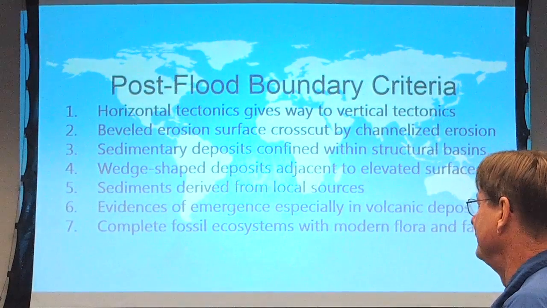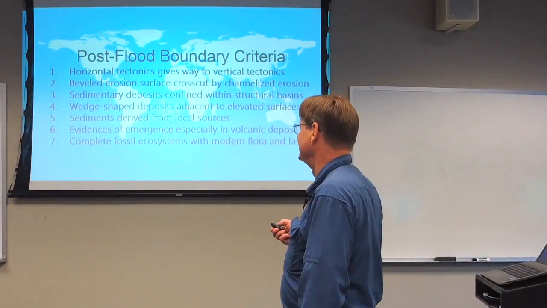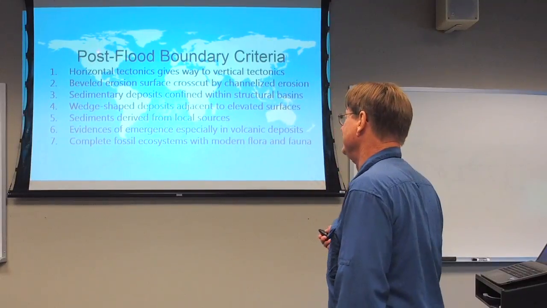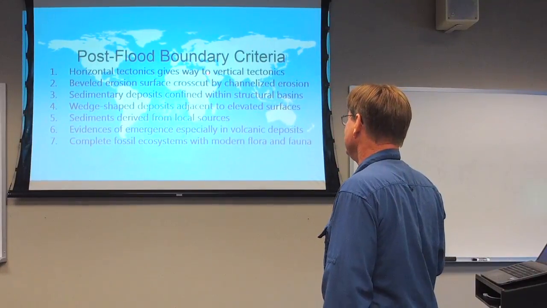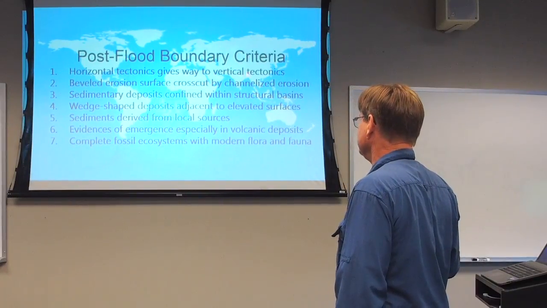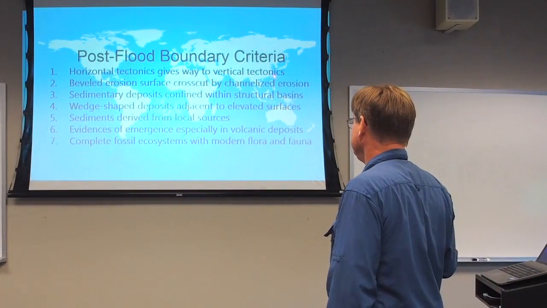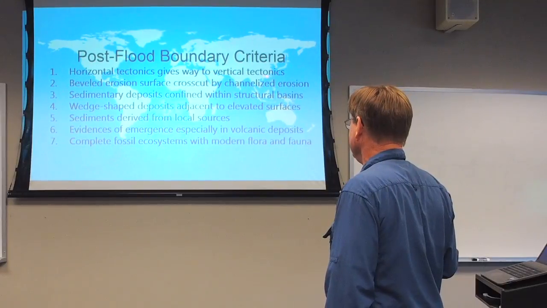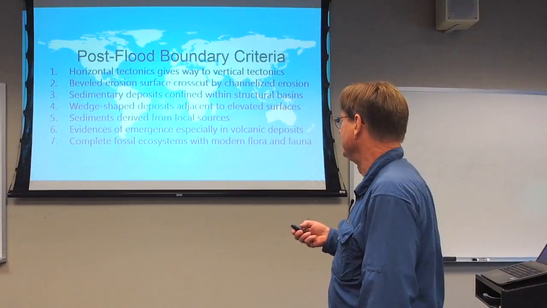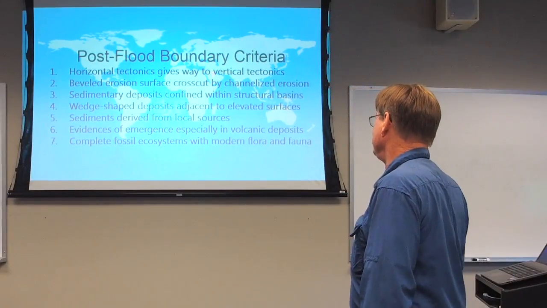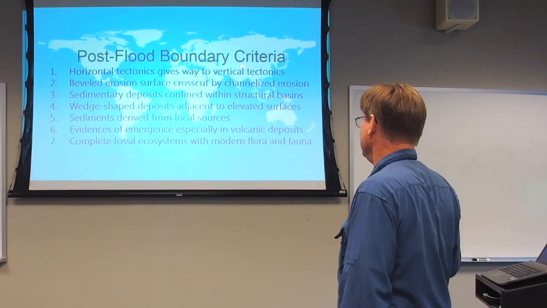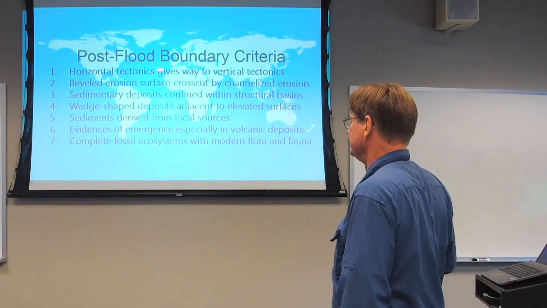Okay, I'm basically done here. Here's my list of criteria, my 7 criteria. I've talked about horizontal tectonics giving way to vertical tectonics, and I can see vertical tectonics in the Eocene Green River Basin. I can see vertical tectonics in the Colorado Plateau, the uplift of the whole Colorado Plateau that formed in the late flood and in the post-flood.